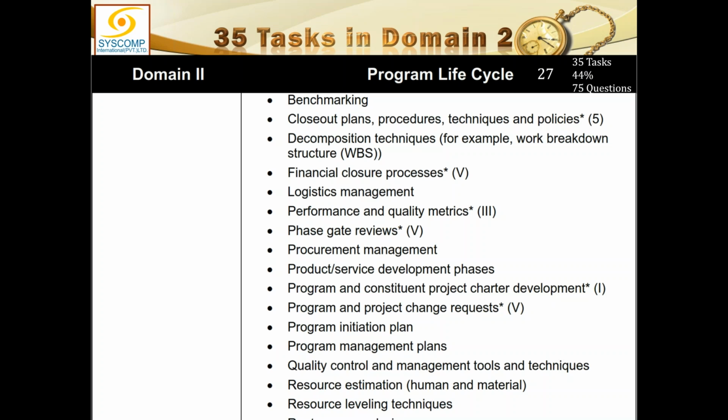Closeout plans, procedures, techniques, and policies. So naturally, this must be coming from the governance. Decomposition techniques, because we are creating a program work breakdown structure here. So we must understand how to decompose the program activities. Program activities would subsequently be further broken down into the project activities, and that would be the responsibility of the project manager to break them down further.